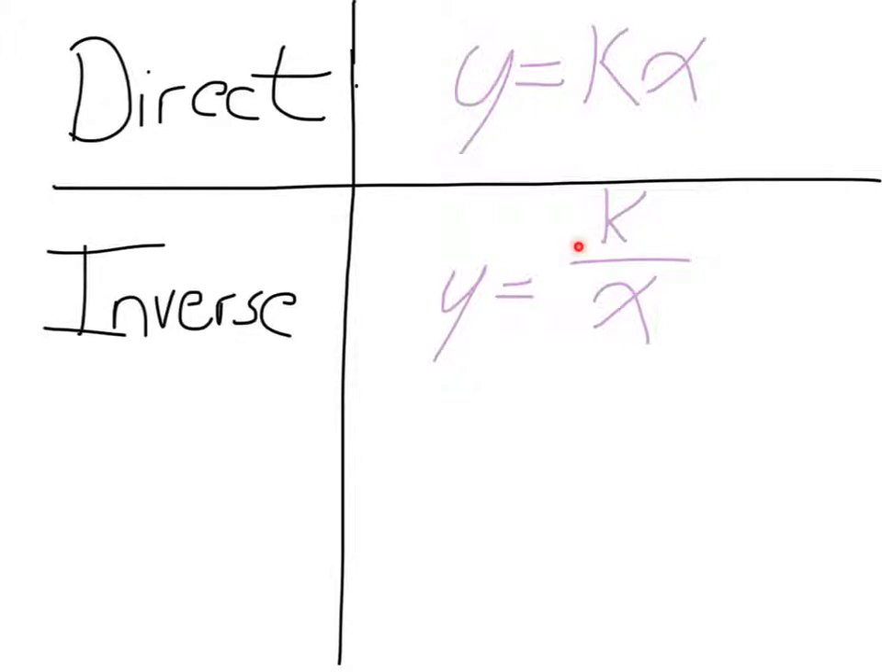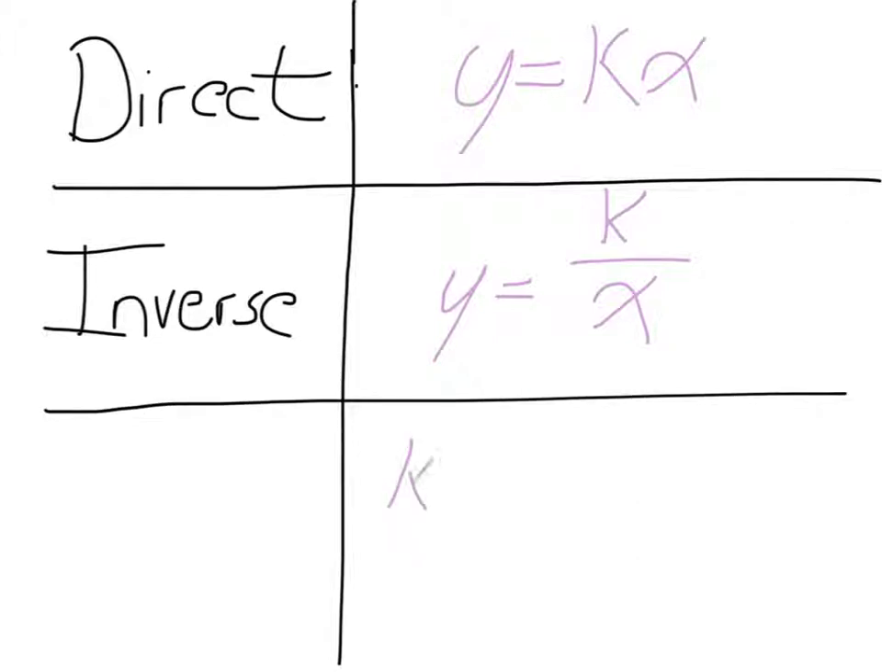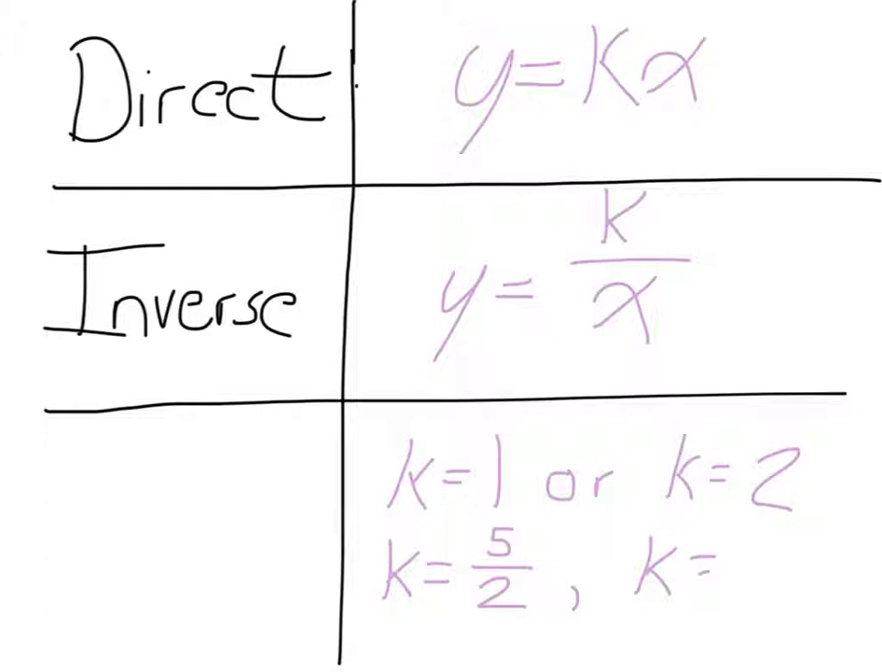K is just some number. It's not a variable, we're just using it to describe some number. So k could be 1, or it could be 2, or k could be 5/2. K could be anything. So our task in a lot of the problems that we're going to look at in the coming slides is going to be to determine what that value of k actually is. Let's think about that.